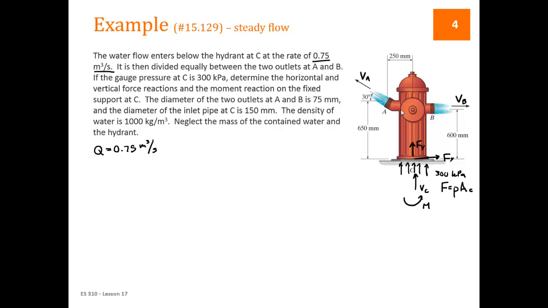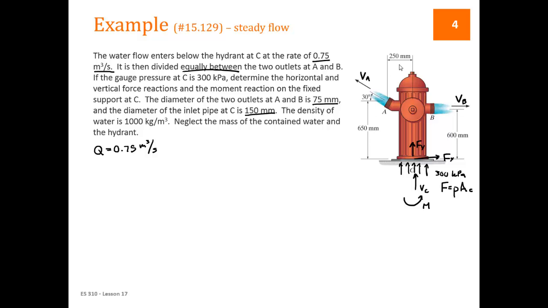We're also told some diameters, right? So the pipe down here at C is 150 millimeters, and the pipes at A and B are 75 millimeters, and we're also told that it's equally divided. Right, so if 0.75 meters cubed per second comes in, half of that is going to go out VA and the other half is going to go out VB.